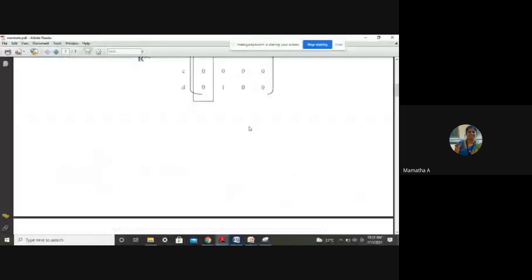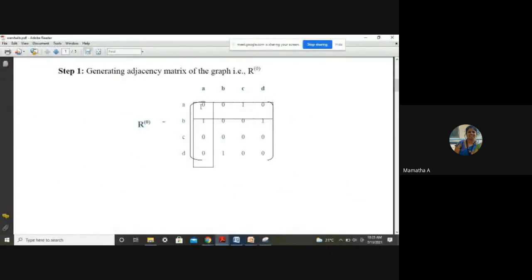Just observe here now. First, take the column. In the column, you should not consider all the entries. You should consider only the entries which are 1. You can observe B comma A is 1, combined with the row. In the row also you can find there is only 1. B comma A is 1. Similarly in the row, A comma C is 1. So what is my conclusion? B comma A is 1, A comma C is 1.